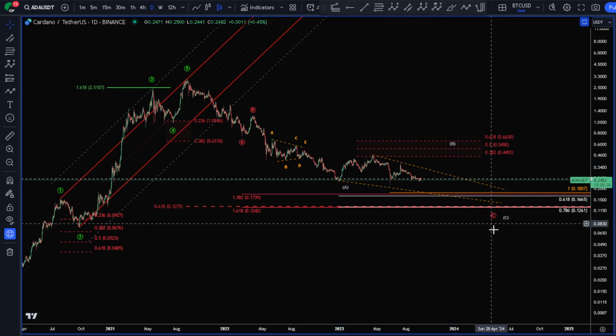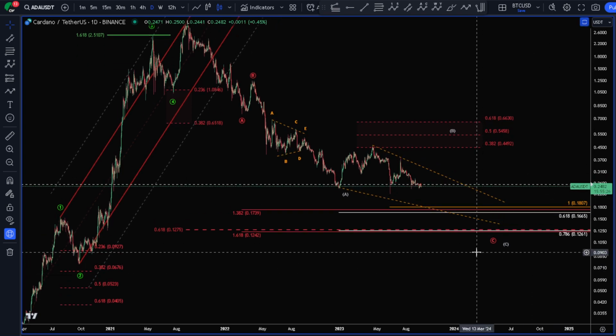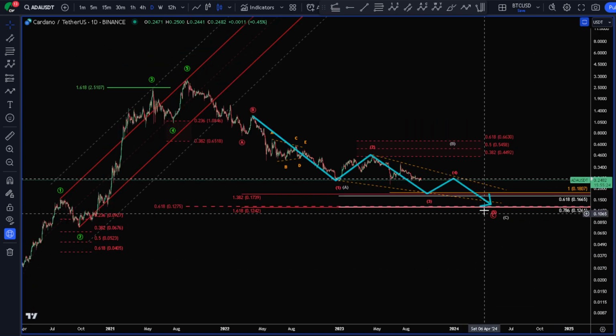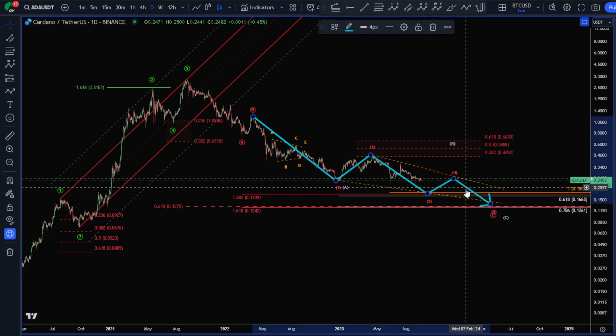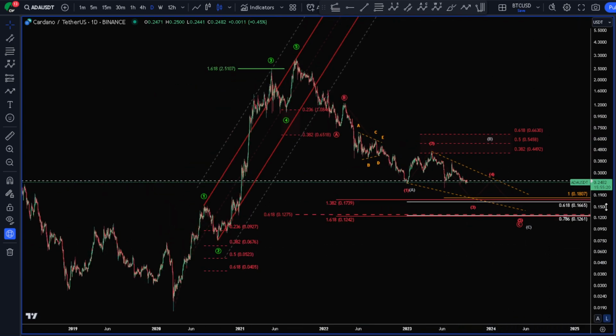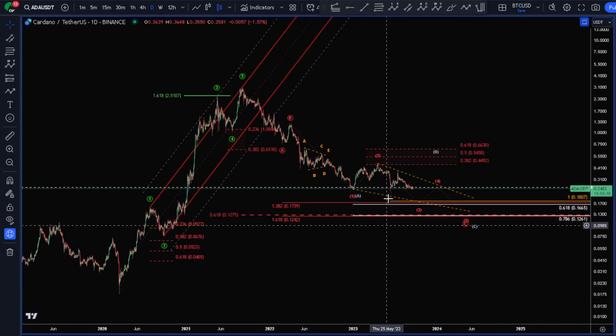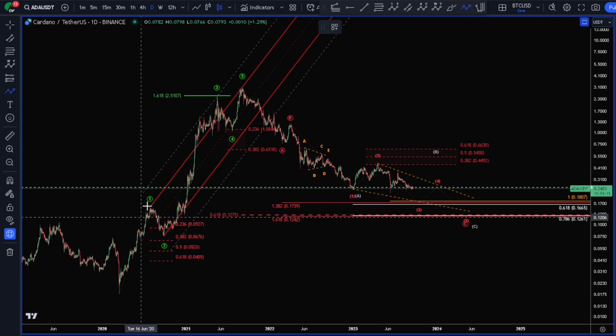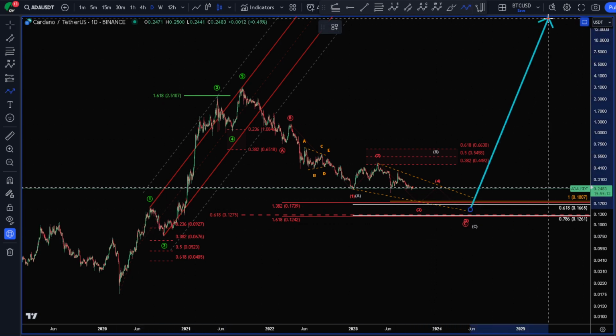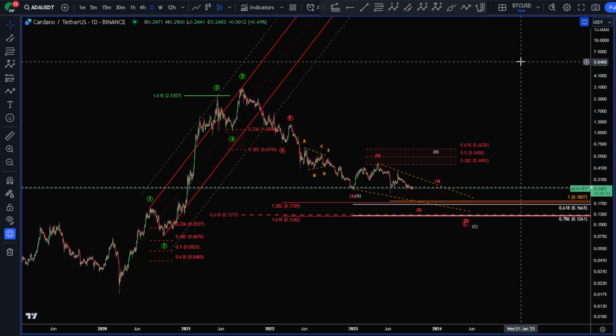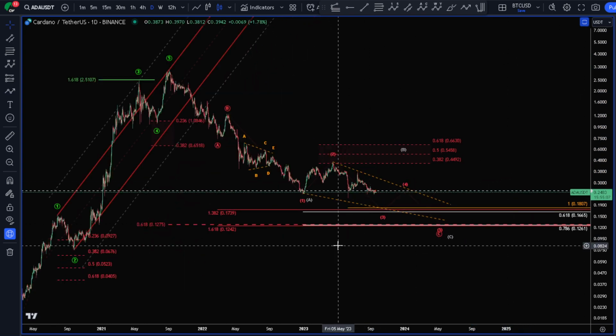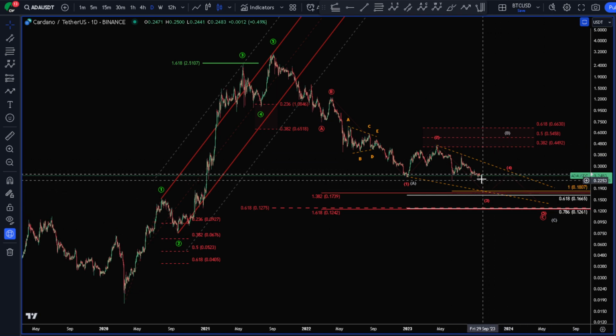So when this does finally finish, obviously I'm scalping this all the way down, but when this does finally finish, this is going to be an excellent trade to the upside. Very excellent. Obviously, our biggest hope is this becomes a large impulse, which would be very, very good for Cardano. But that's a long ways away. Right now we're just trading in the middle of this ending diagonal.